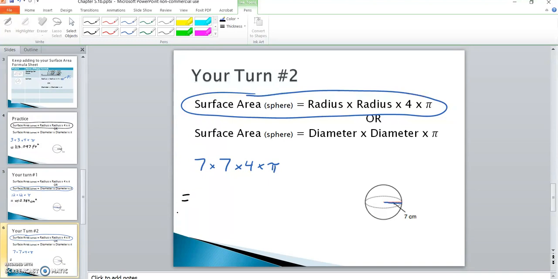And when you put those in your calculator, you're going to get 615.75. Then the units is going to be centimeters and a 2 up top.